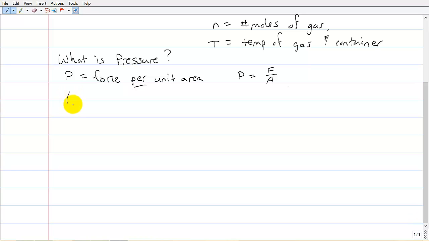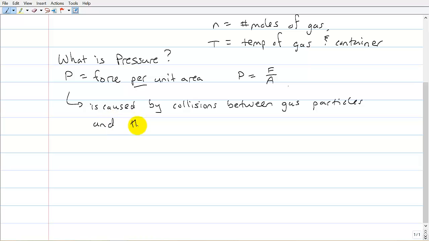So for us, this implies immediately that the pressure is caused by collisions between the gas particles and the walls of the container. Well, right there, we've got an idea of how this whole thing works. And that's going to be our connection to the next level when we get there.